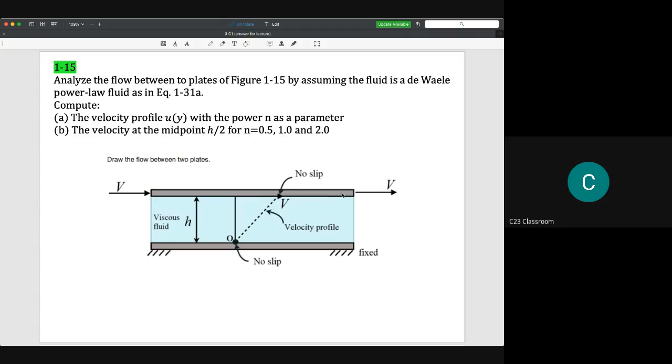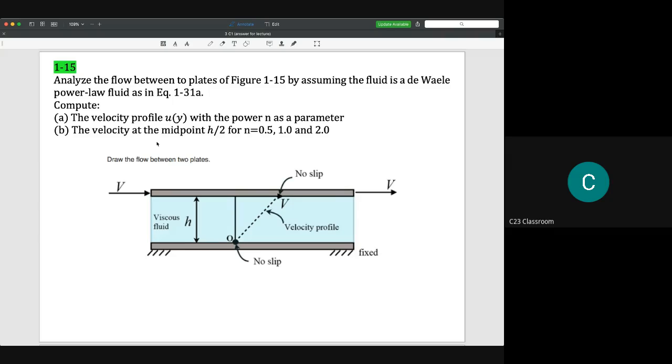So if this plate is moving at a certain velocity, this molecule here will also feel the same velocity as the moving plate. And then we could draw the velocity profile linear like this, because normally for the fluid between two plates like this, we assume that the velocity profile is almost linear.